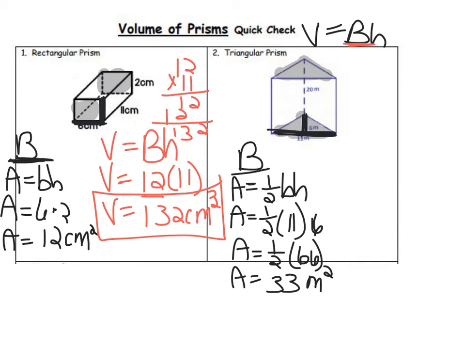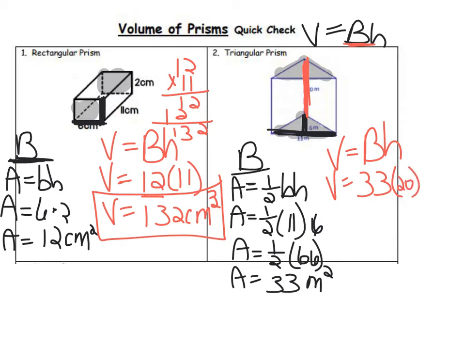So now that we know the area of the base, we can go ahead and do the volume of the prism. So what we're going to do is find volume. Remember, it's capital B times the height of the prism. So if we already know the area of the base is 33, what would be the height of the prism? 20. Remember I told you that the height of the prism is what's in between the bases. So that's going to be 20.